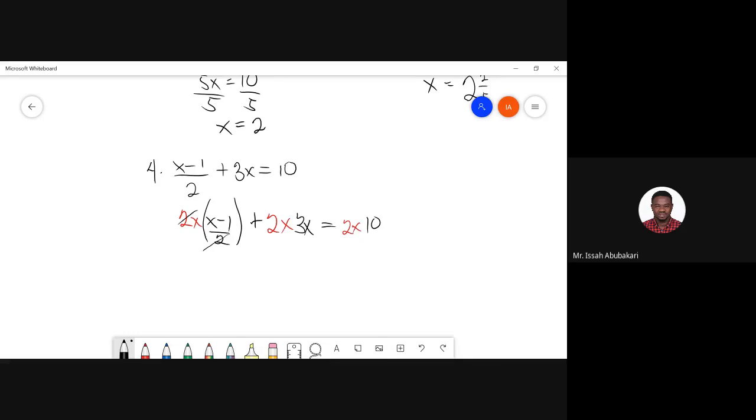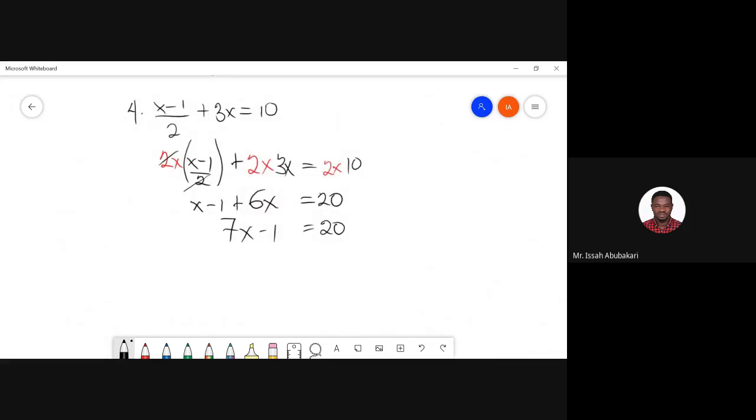Now let's write out what we have left. We have x minus 1 plus 2 times 3x, which is 6x, is equal to 20. So let's simplify this. x plus 6x will give us 7x minus 1 is equal to 20. Let's group like terms. The terms with a variable on the left side, the numbers without a variable on the right side, plus 1. So you have 7x is equal to 21.